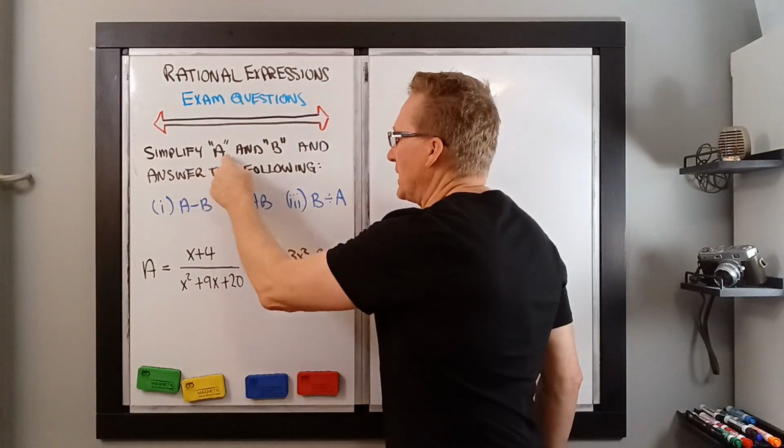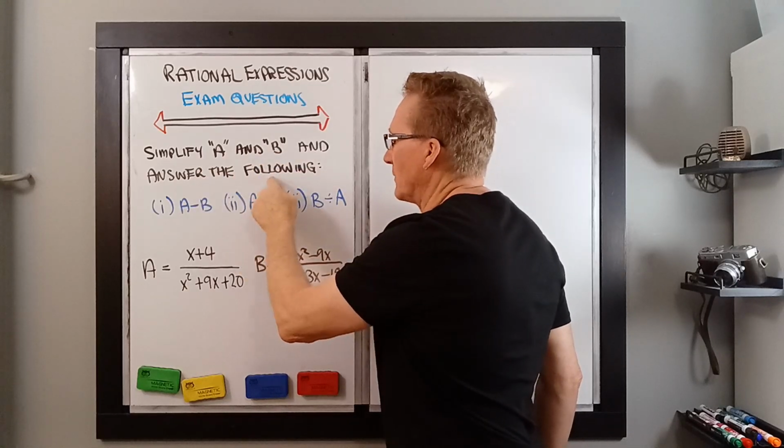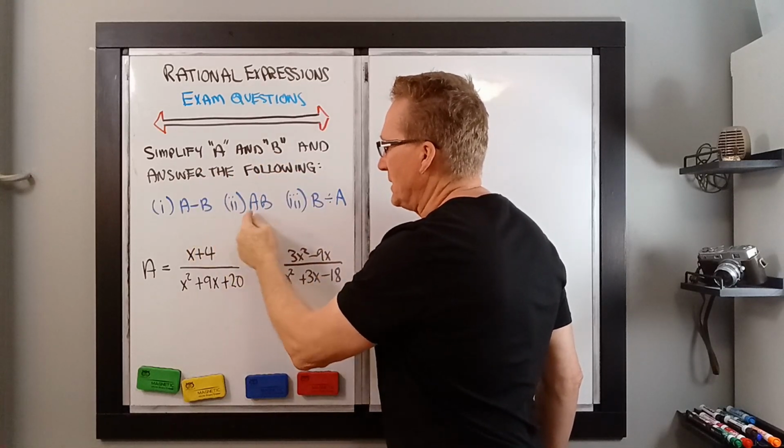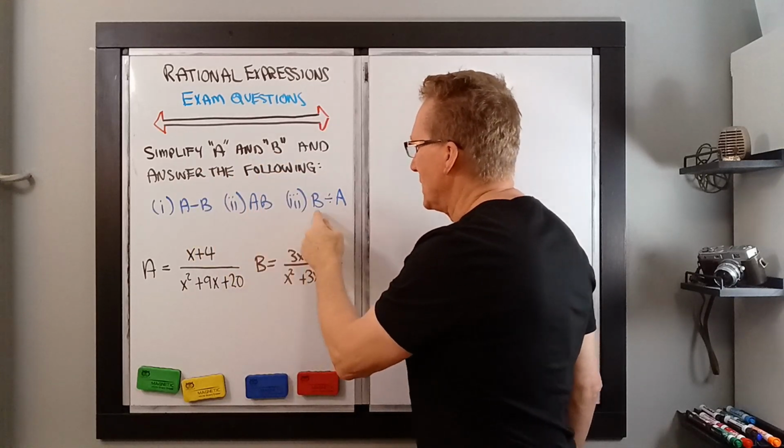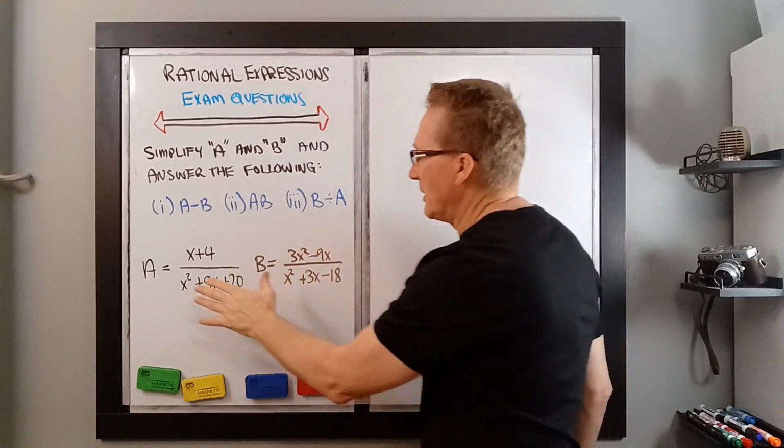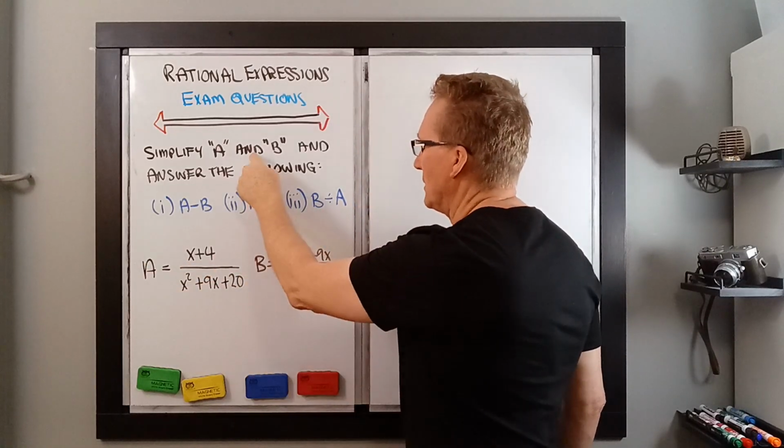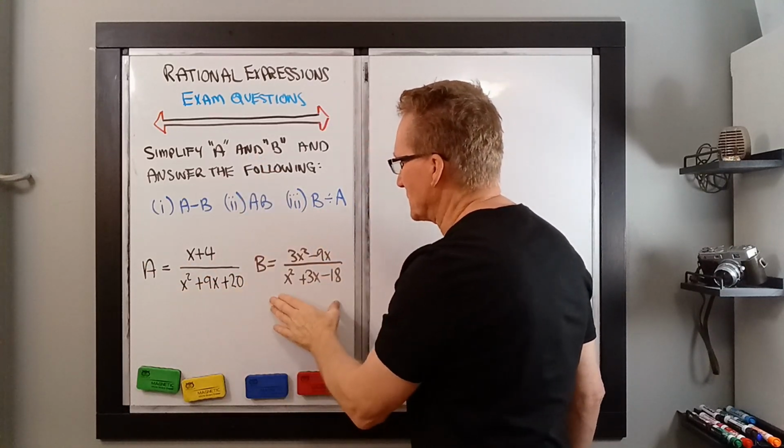We want to simplify A and B and answer the following questions. What is A minus B? What's AB, or A times B? And what's B divided by A? And here I've listed out what A and B are in this question. This one's in black, this one's in brown.